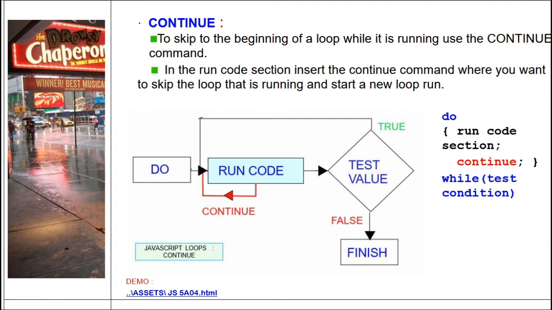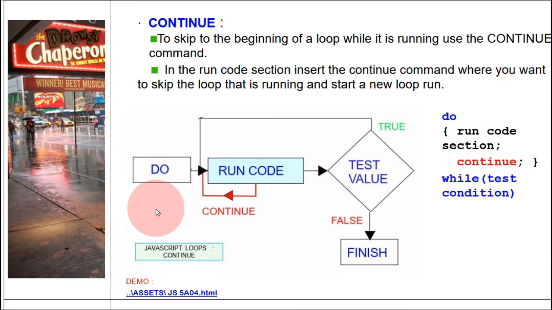Similarly, we can continue running the loop, and for that we use the continue command. What this will do is, if you're halfway through your code section and you decide you don't want to run the remaining section, you can skip to the end, go to the test condition and run a new loop. Place the continue command in the run code section where you want to skip the loop that is running and start a new loop run.